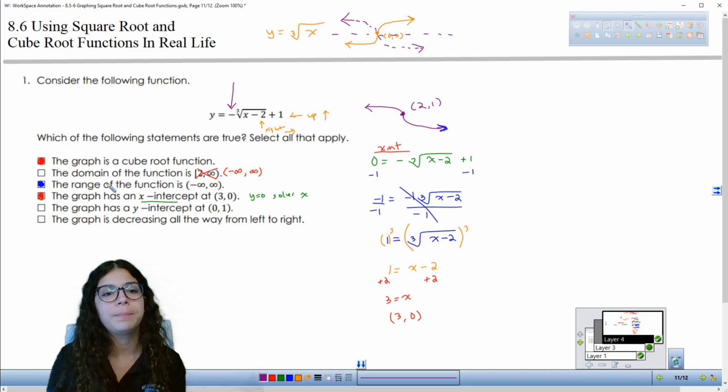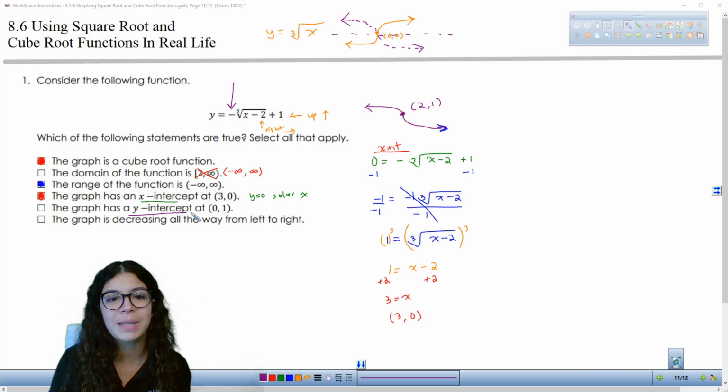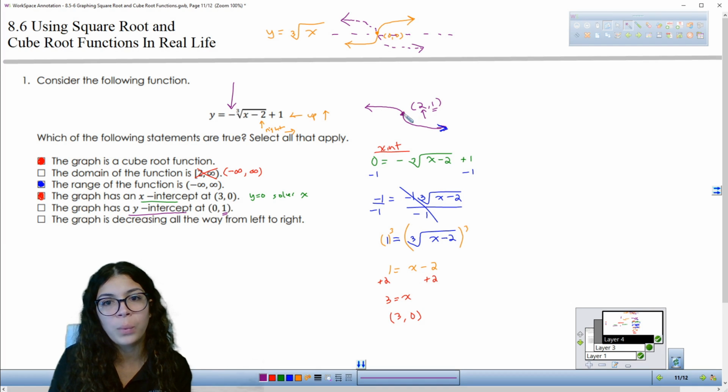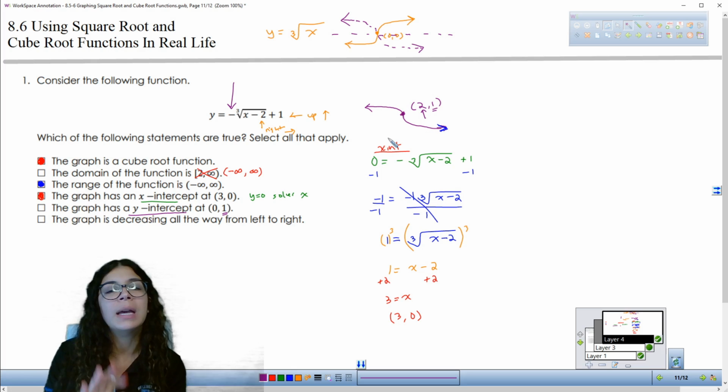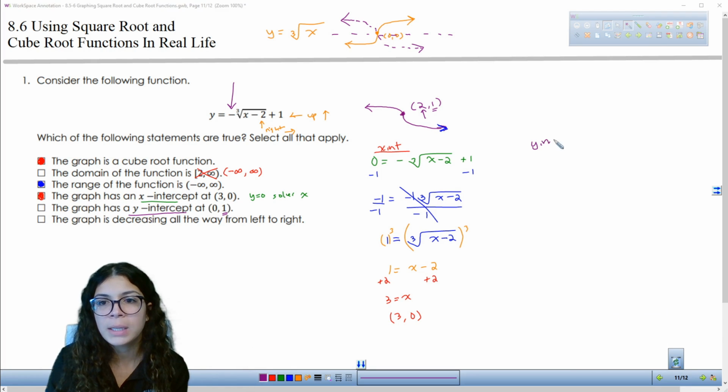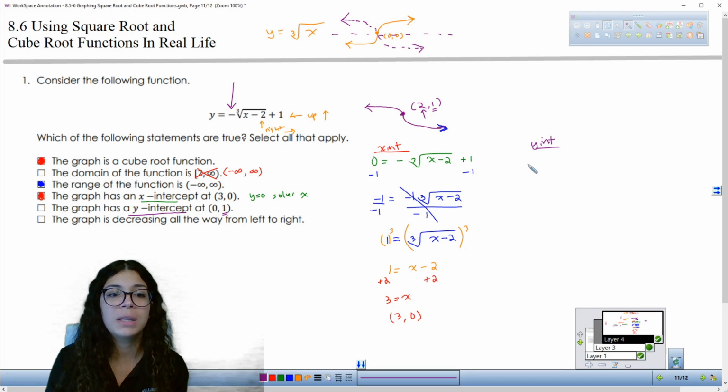Now the next one says the graph has a y-intercept at (0, 1). Well, if your y value at 1 is already at 2, the y-intercept can't be there because you're not going to have 2 places where the y value is the same for a cube root function. That's just visually, you could see that that's impossible. However, let's say you wanted to figure it out algebraically. Let's find the y-intercept.